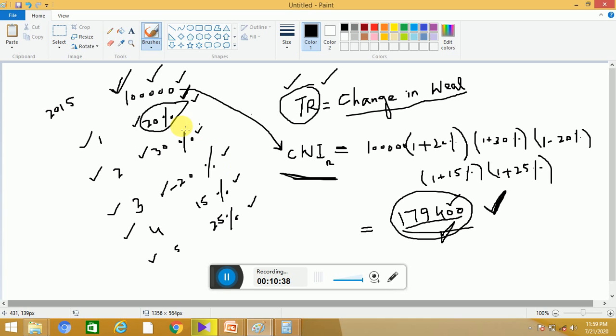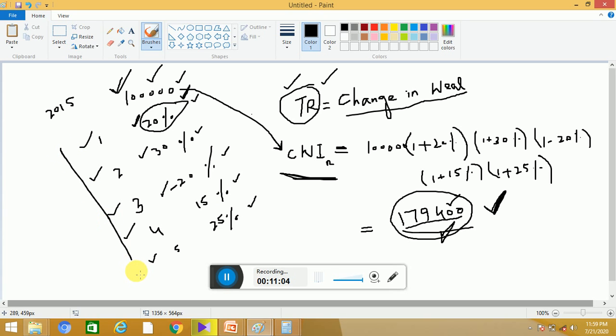What is our total return? 20, 30, -20, 15, 25. So what is the total return? We don't have information about the total return for these 5 years. We have information about just 1 year's return. The first year 20, the second year 30, the third year minus 20, then 15, and then 25.